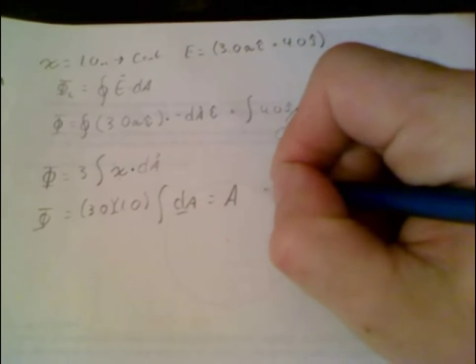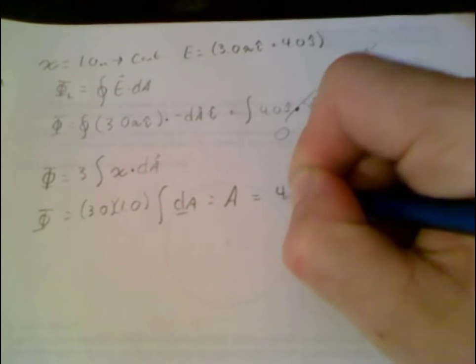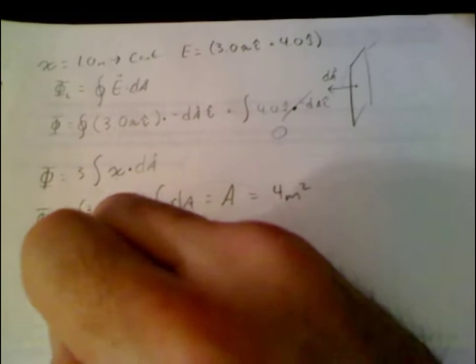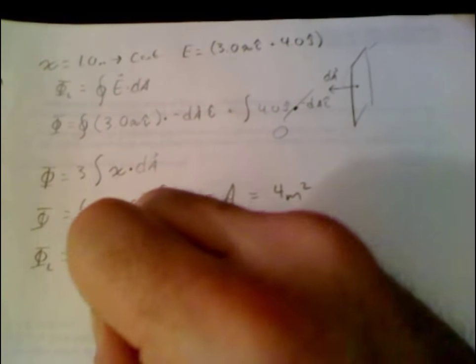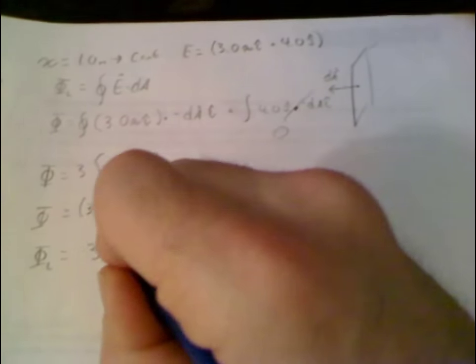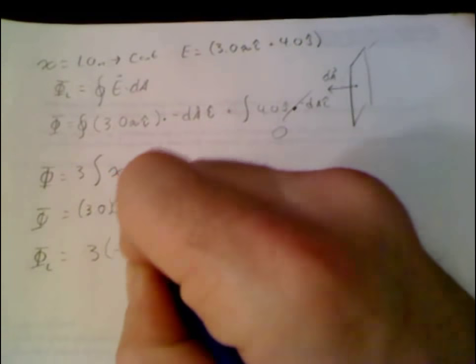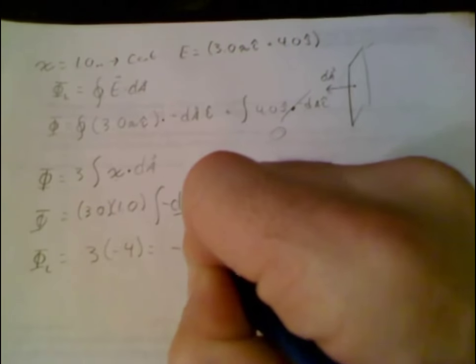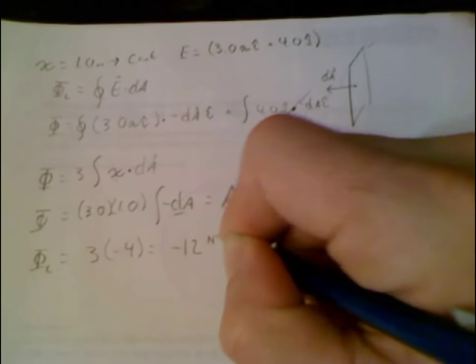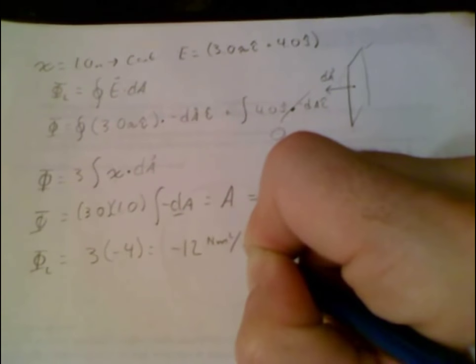And again, we know our area is just, pause for you, the area is just 4 square meters. So I know the flux through the left-hand side is 3 times a negative 4, which is equal to negative 12 newton meters squared per coulomb.